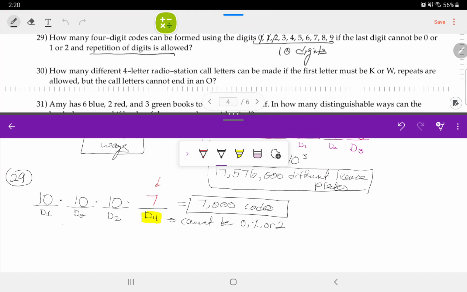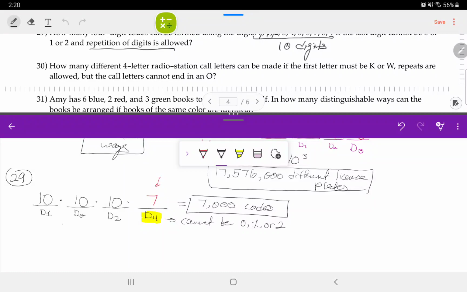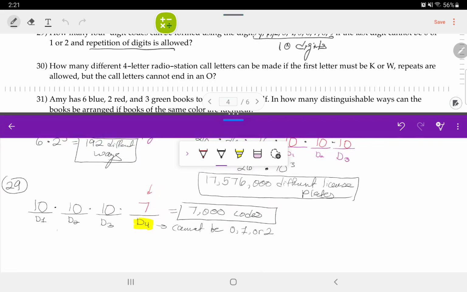Number 30. It says, how many different four-letter radio station call letters can be made if the first letter must be K or W, repeats are allowed, but the call letters cannot end with an O? Okay. Number 30. We have several things going on. So it's going to be a 4-letter radio station.